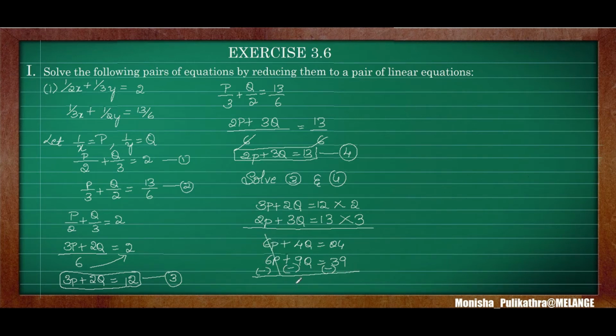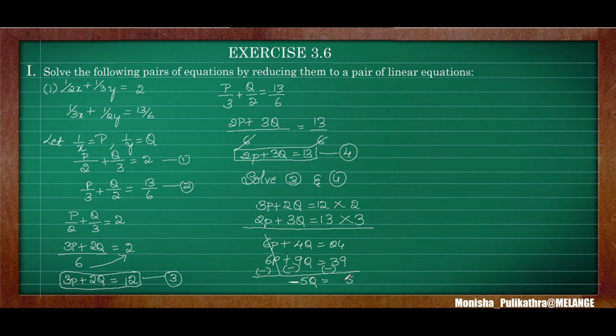Here plus 6p and minus 6p cancel each other. Unlike signs means we need to subtract. So 9q minus 4q is 5q. The larger number is 9 and the sign is negative, so retain that negative sign. Next, plus into minus, unlike signs means we need to subtract it.